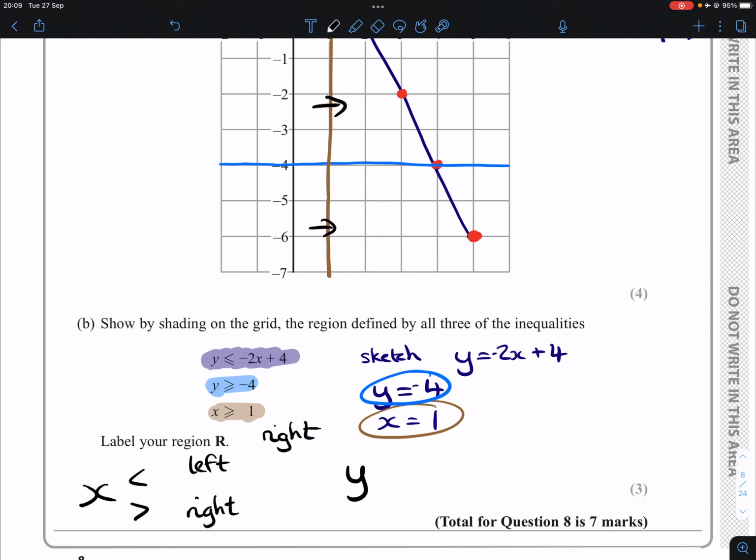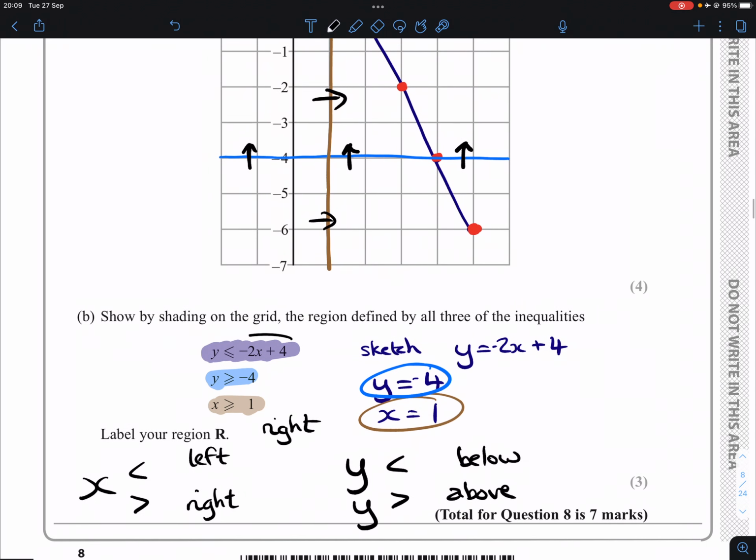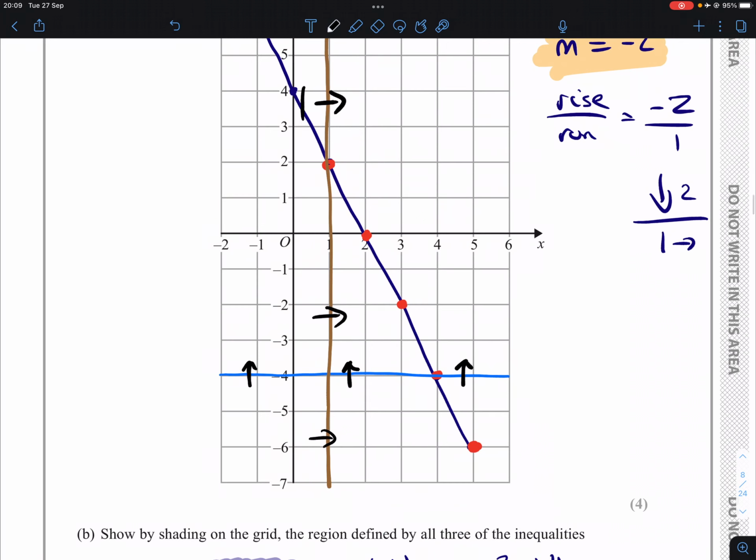Anytime you have y's, irrespective of what else you have, if it's y less than, you're going to be below that graph. And if it's y bigger than or equal to, again, you're going to be above. So based on the blue line here, we are going to be above that line, which means I can use little arrows here to show that we're above the blue line. And lastly, the navy one here is a less than or equal to, which means we're going to be below that line, so I can draw little arrows pointing below the navy line.